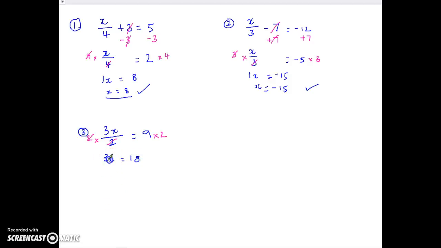3 times x, you know there's a hidden times in there. Opposite of multiplication or timesing is divide. Divide both sides by 3. 3 divided by 3 is 1, which is what we want. So I know that x is 18 divided by 3, which is 6.